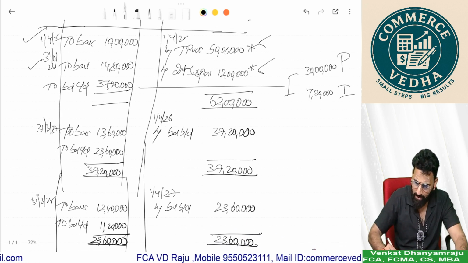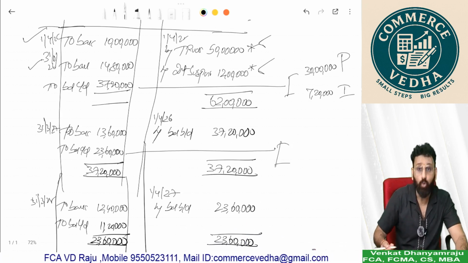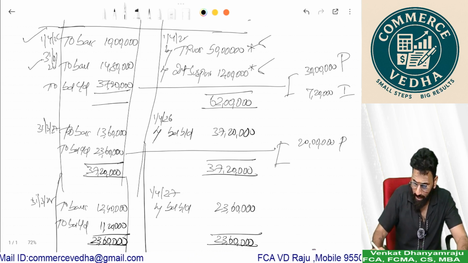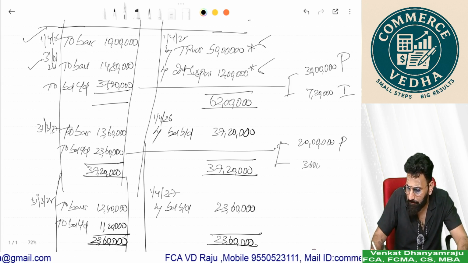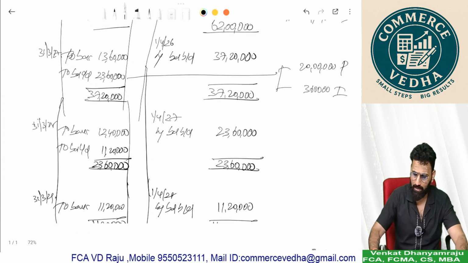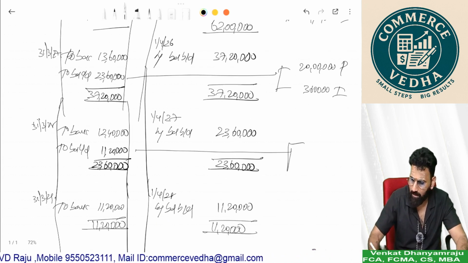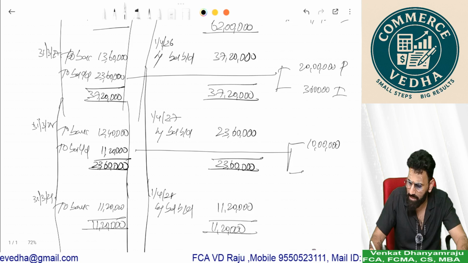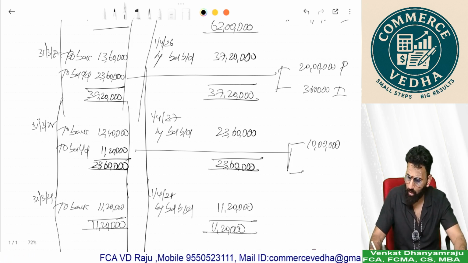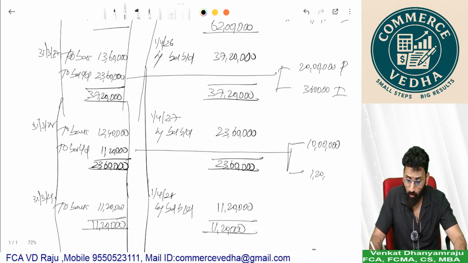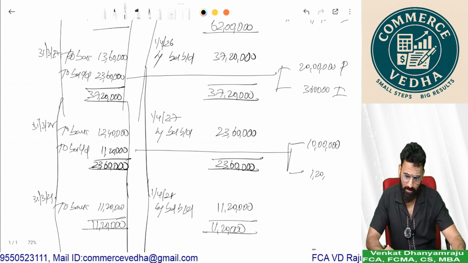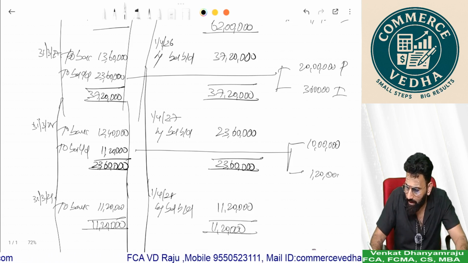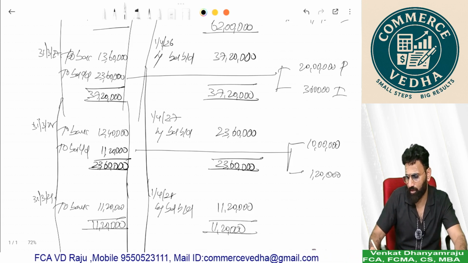When you come to the second year, the total is 2360, whereas principal 20 lakhs, interest 360. And third year when you come, it is 1120, principal 10 lakhs, and interest, how much is due? 120. Out of 360 you paid 240 here, so 120. And in the final year there is nothing due, everything is paid.